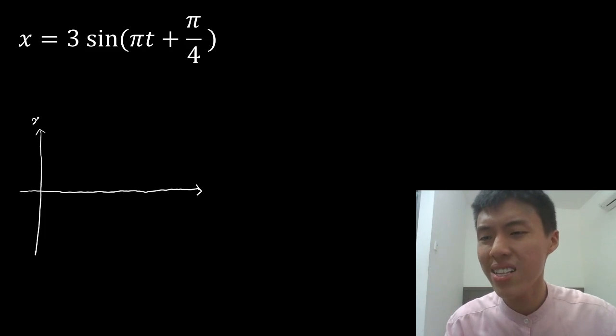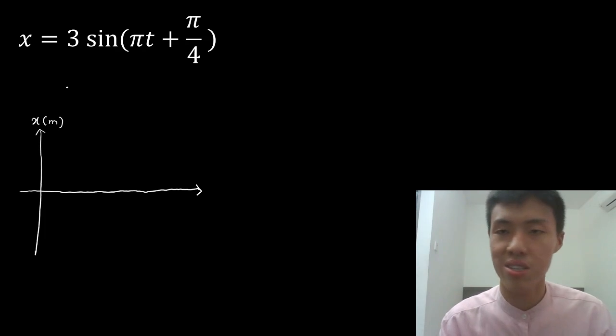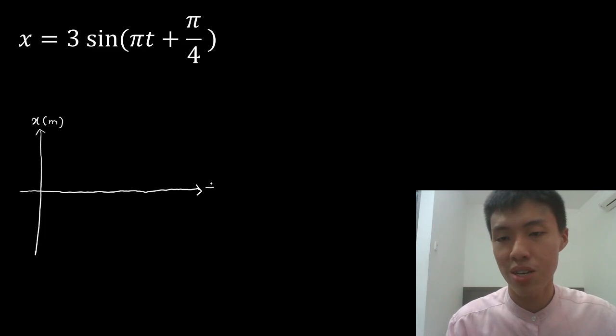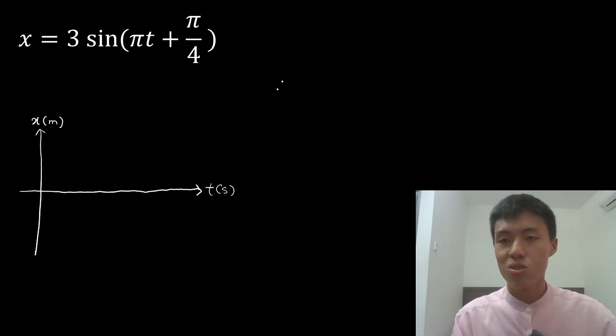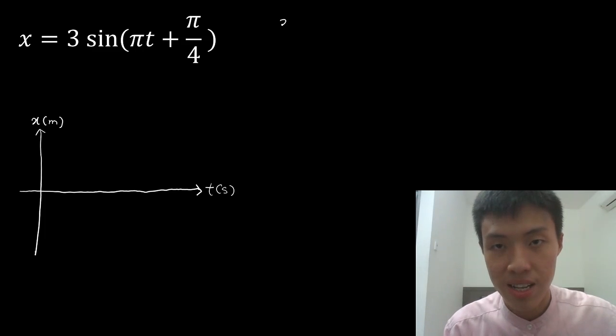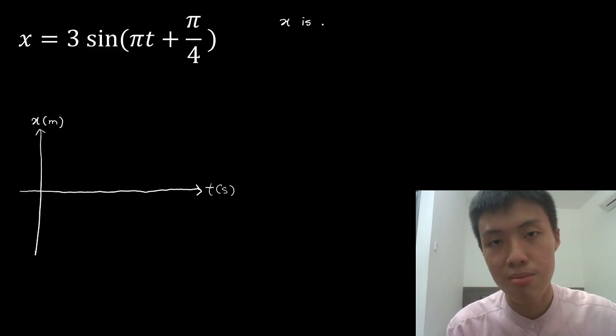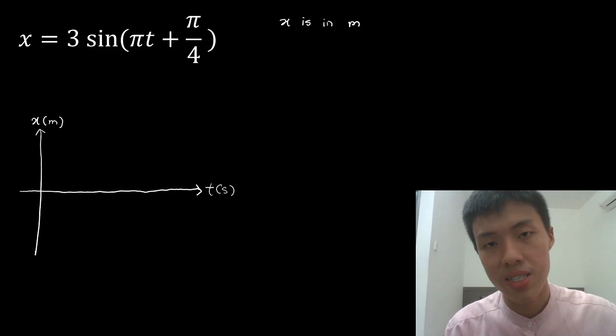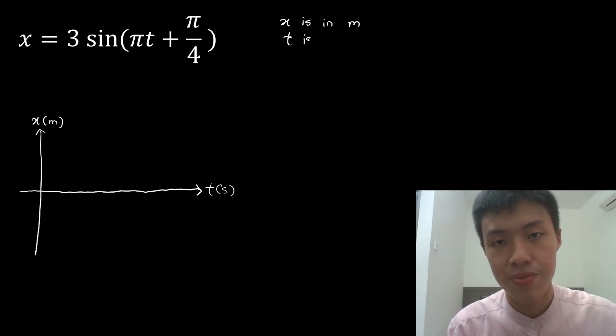There's plenty of people trying to explain how to draw a graph with phase constant, and there are many ways of doing it. This is just my personal way of doing it. Feel free to explore others. So before I start, let's just mention that this x is in meter, whereas this time is in second. Just like most of the questions.